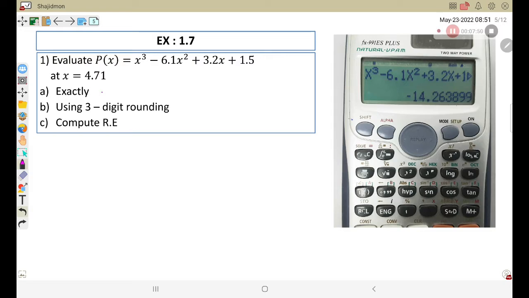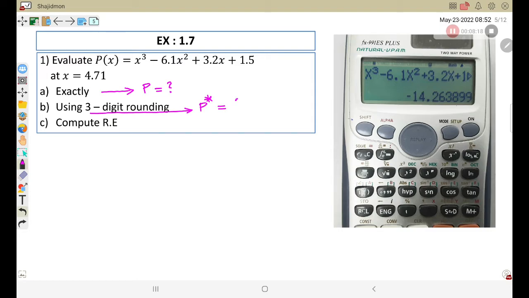How do we need to do it? First we need to do it exactly. Exactly means without deleting any digit, directly from the calculator. That means we need to calculate what is the P number, the exact number. After that, use 3-digit rounding. That means we need to calculate the approximate value using 3-digit rounding. So what is P star equal to? P star equal to how much?